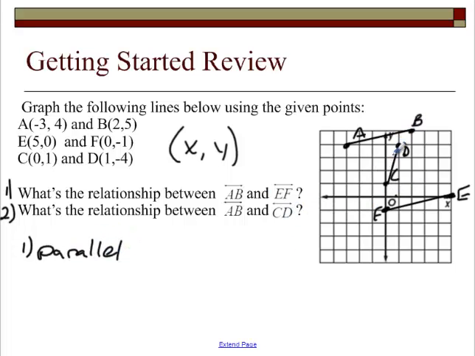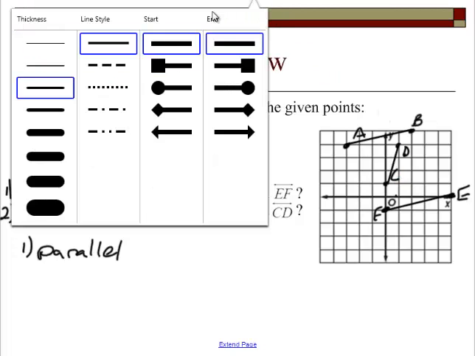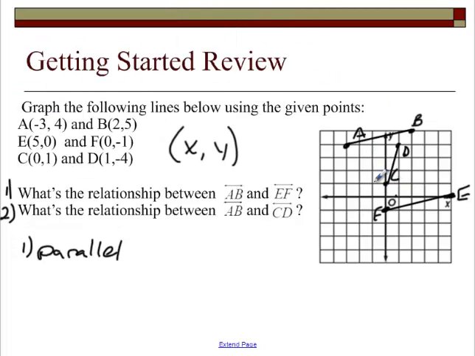Now, AB and CD, it looks like they don't cross. That's just because I didn't extend it far enough. CD really extends up here, so they do cross, and they cross just so that they're intersecting.